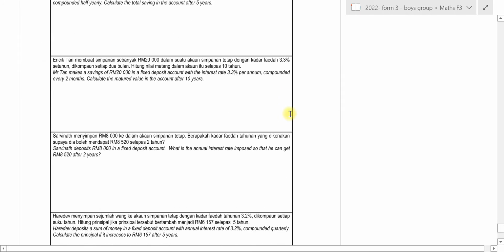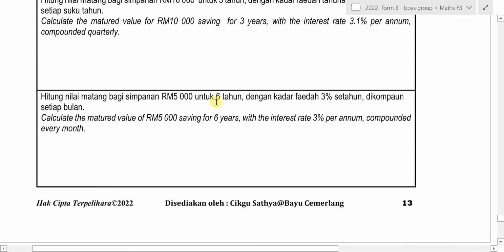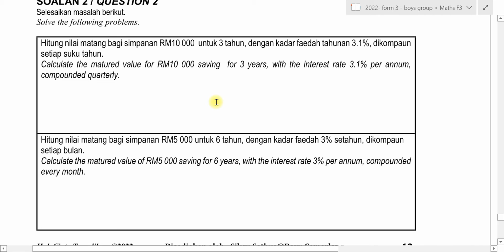We still have a few more questions, problem solving. Let's do it quickly. This problem solving should be much easier than what we attempted just now. So let's go through. First question. Calculate the matured value for the RM10,000 principal saving for 3 years, your T, with the interest rate of 3.1% per annum compounded quarterly.